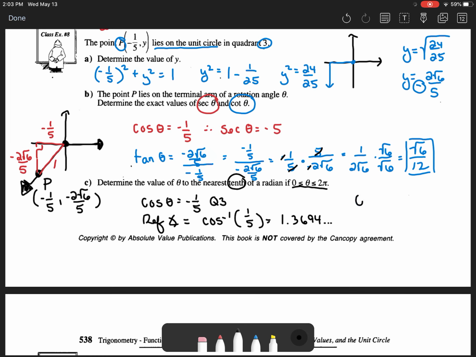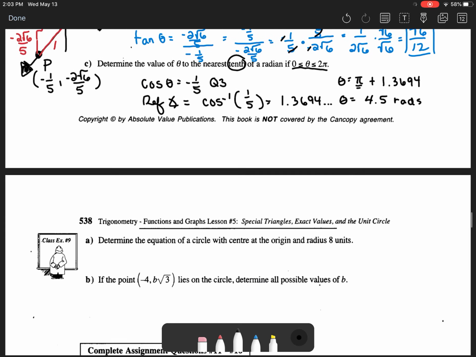1.3694, etc. So since I'm in quadrant 3, you're going to go theta equals pi plus your reference angle. So theta therefore will equal pi plus my answer, to the nearest tenth, 4.5 radians.